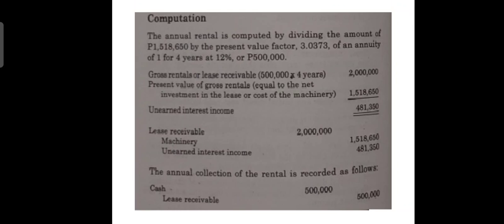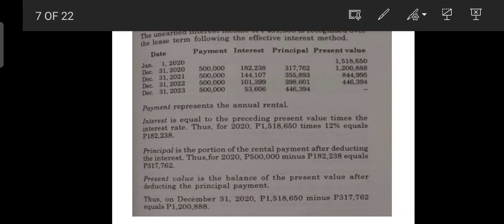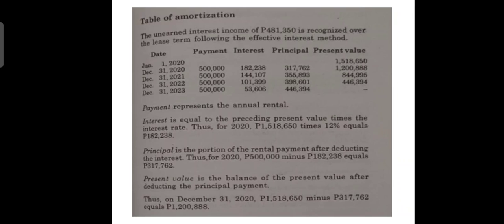The annual collection of the rental is recorded as follows. The cash 500,000, lease receivable 500,000. Table of amortization. The unearned interest income of 481,350 pesos is recognized over the lease term following the effective interest method. Date, payment, interest, principal, and the present value. From January 1, 2020 to December 31, 2023.